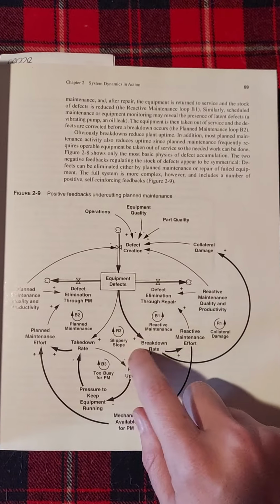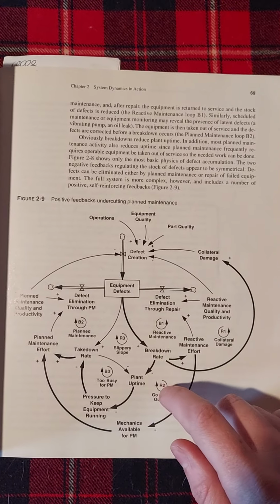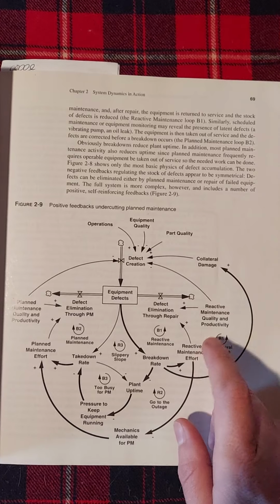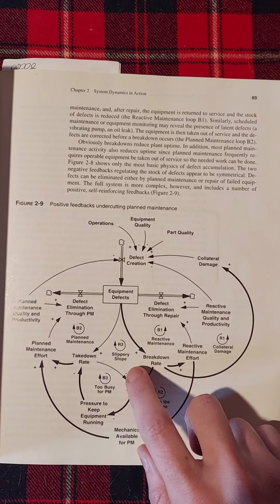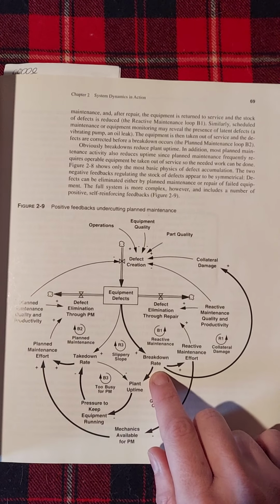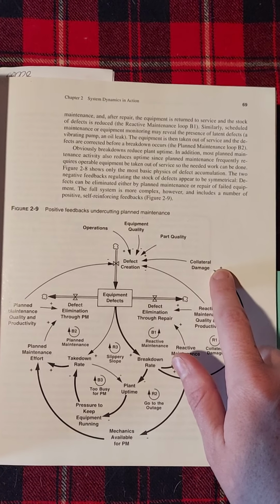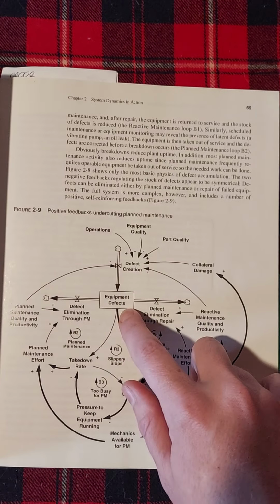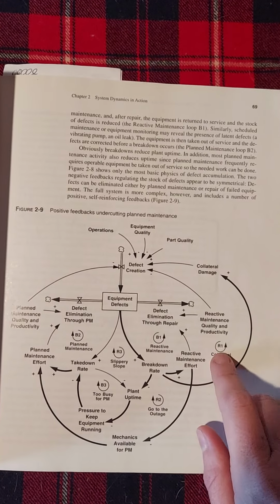And then this is a map of all the different feedback loops that happen. If we follow one of these loops as an example, we've got the collateral damage loop here, which comes because as equipment defects accumulate, you get a higher breakdown rate. That's what this plus arrow is here. That in turn causes collateral damage, which leads to more defect creation and in turn increases the equipment defects. So they call this loop the collateral damage loop.